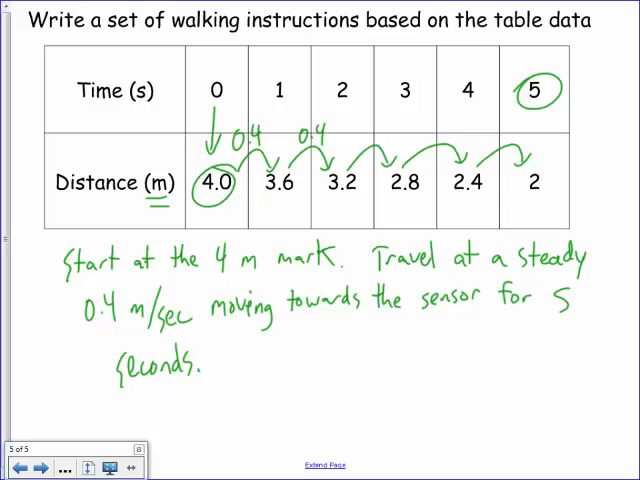Okay, so just look closely at your table and write out some sentences to describe that. So hopefully we got a good grasp of what our graphs look like with the distance and time relationship.